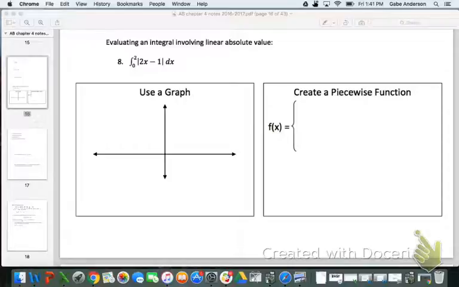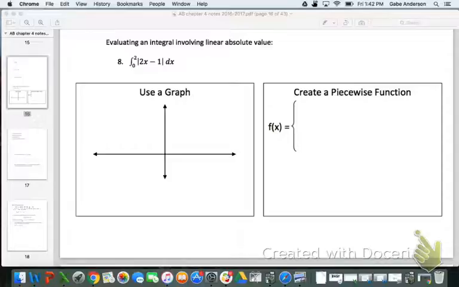Since it's absolute value of a line, what's the general shape of the graph? It's going to be the V. Okay, I agree. Where's the little pointy part of the V going to be? 1, negative 1. You said 1, 0. There's some disagreement, isn't there?